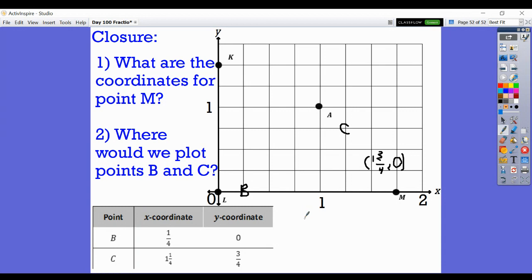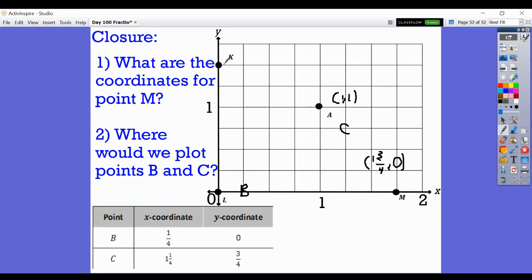And as a little bonus, what would be the ordered pair, the coordinates for A? For A, it would be 1 and 1 because it's 1 down the runway and 1 into the air. The x-axis is 1, the y-axis is 1.